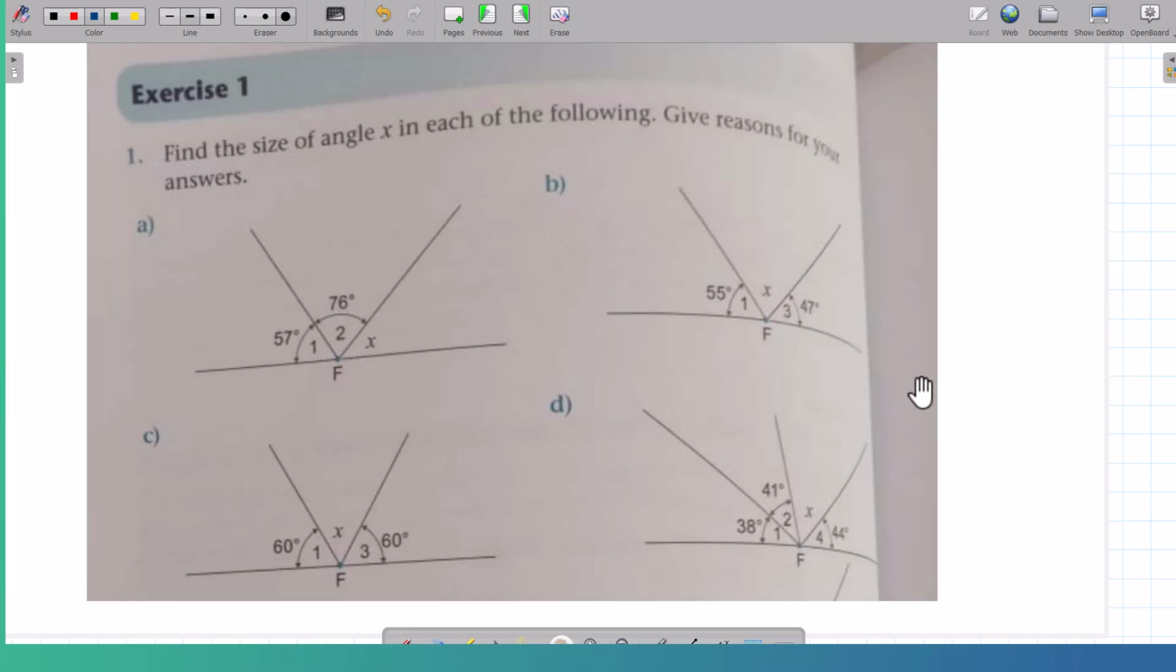Now I want us to do this part A. What do you think we are going to do? Who can tell us what we are going to do to get our X for part A? We're going to say X plus 76 and then plus 57, and then equals to what? 180 degrees. That is correct.